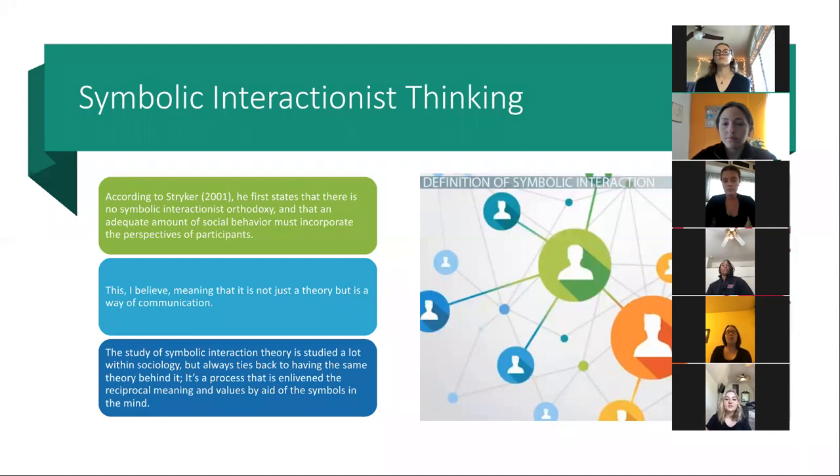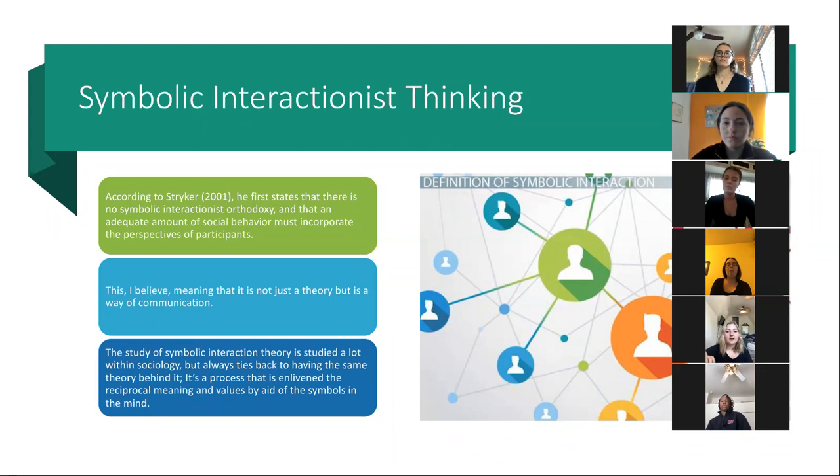Symbolic interaction is thinking. In a book by the name of Handbook of Sociological Theory, Sheldon Stryker wrote chapter 11, where he discusses traditional and structural symbolic interaction theory and the framework for those that believe in this theory. He states there is no symbolic interaction orthodoxy, and that an adequate amount of social behavior must be incorporated into the perspectives of participants.